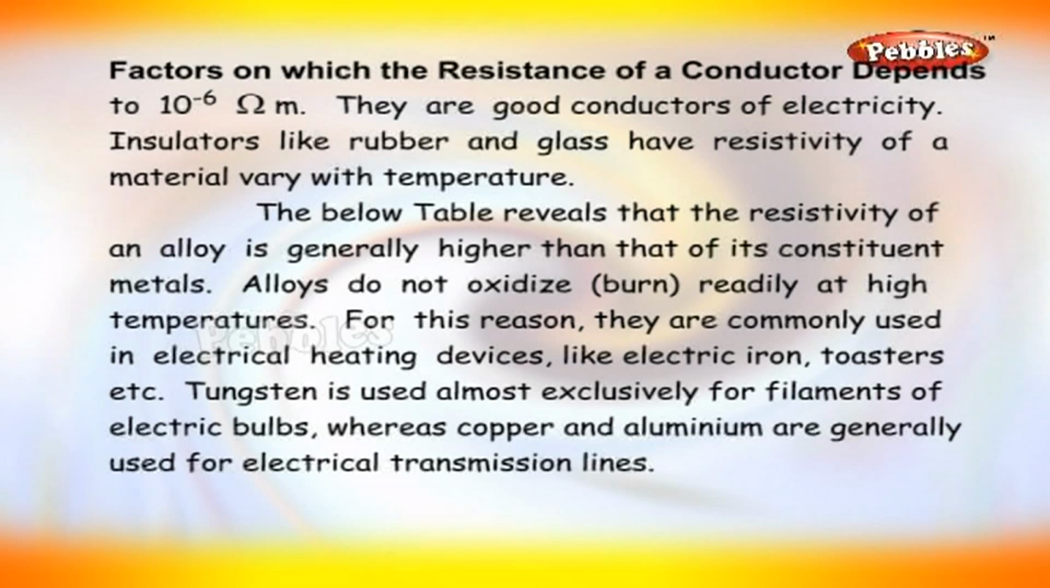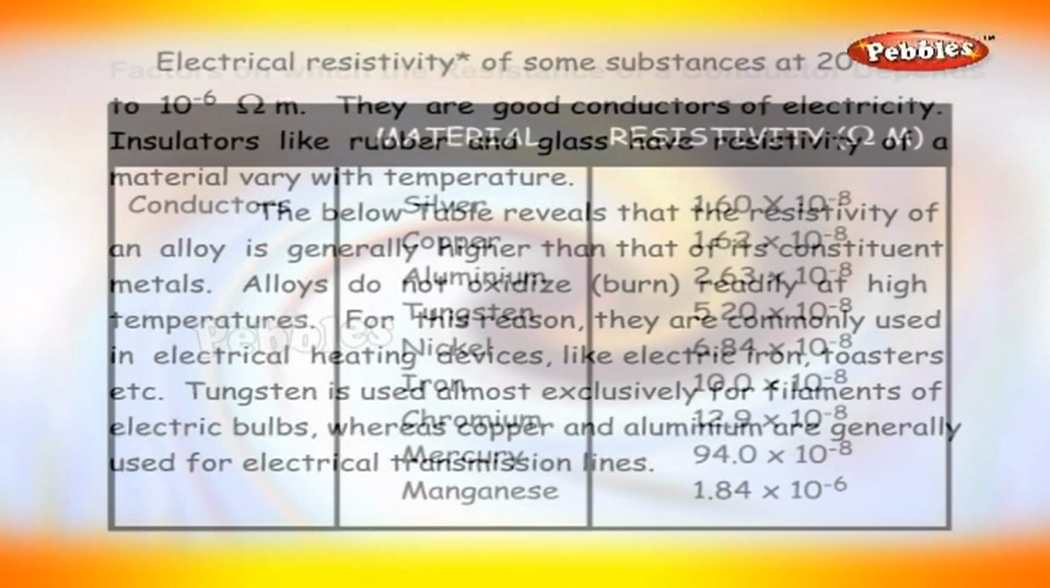Insulators like rubber and glass have resistivity that varies with temperature. The table below reveals that the resistivity of an alloy is generally higher than that of its constituent metals. Alloys do not oxidize readily at high temperatures. For this reason, they are commonly used in electrical heating devices like electric irons, toasters, etc. Tungsten is used exclusively for filaments of electric bulbs, whereas copper and aluminium are generally used for electrical transmission lines.